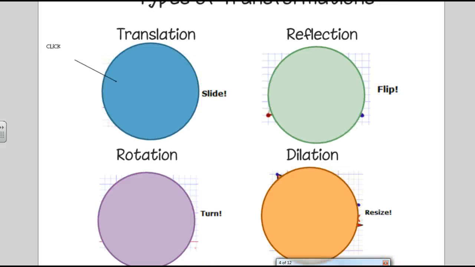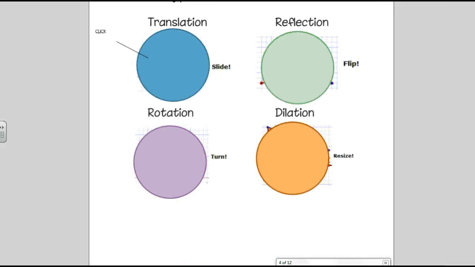Now for each one of the transformations, there's a geometry word and then there's a slang word. It's not really slang, but it's just another way to say it. Another way to say translation is slide. Somewhere on your notes, where it says number 1 translation, underneath it write slide. You're welcome to draw a picture if you want.